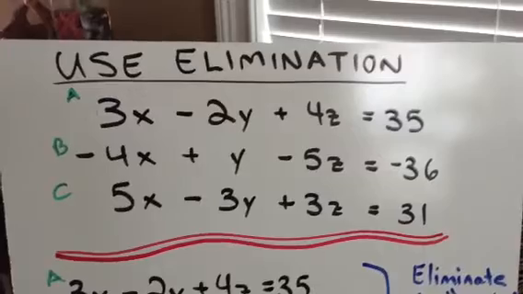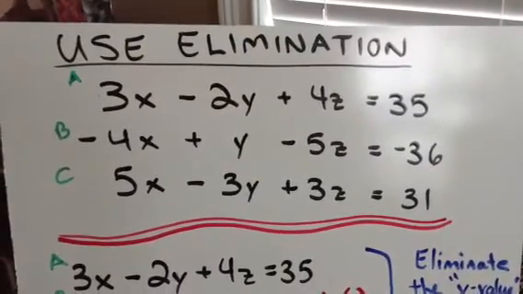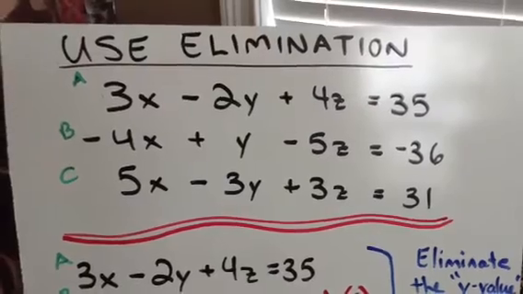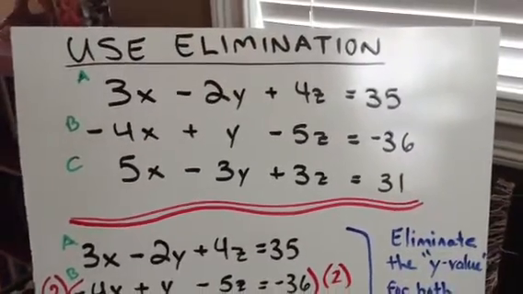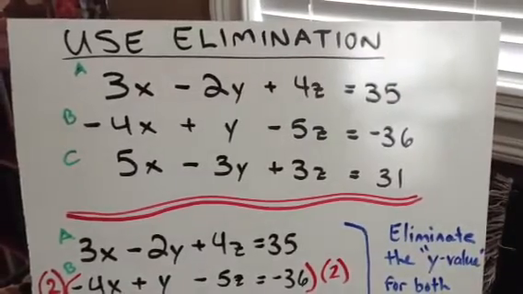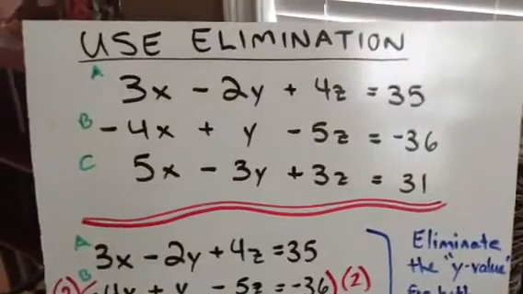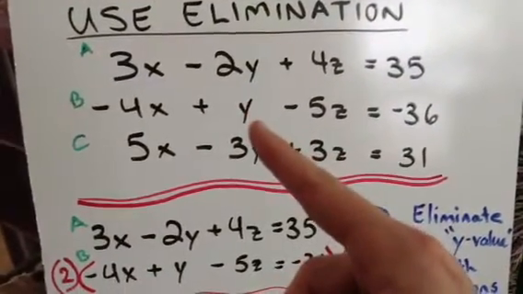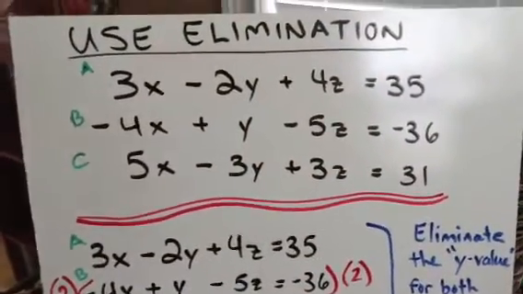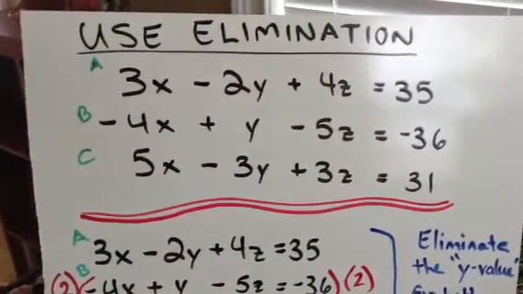So here's our question. It says, solve the system of equations right here. 3x minus 2y plus 4z equals 35. Negative 4x plus y minus 5z equals negative 36. And 5x minus 3y plus 3z equals 31. Now I want you to notice this variable right here, the y. It has a coefficient of 1. That's a good indicator of which one you want to start with to try to eliminate.